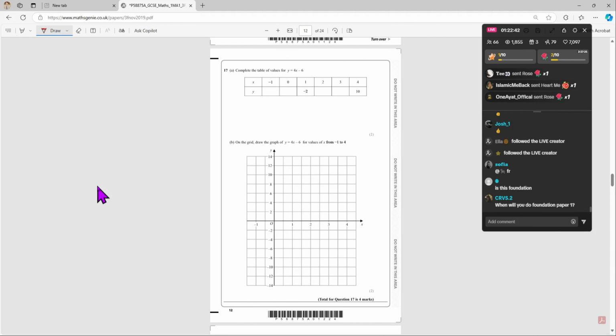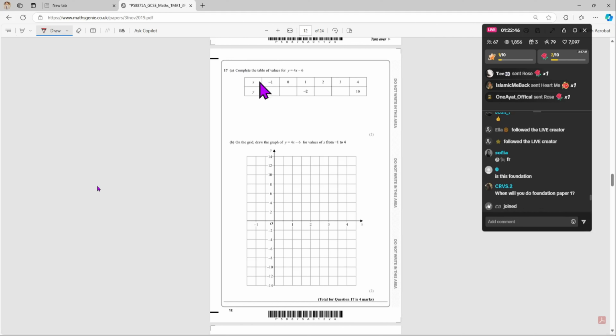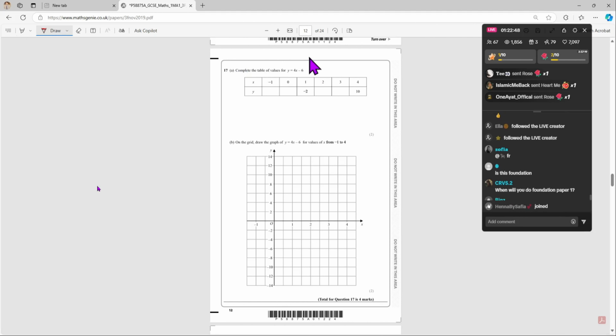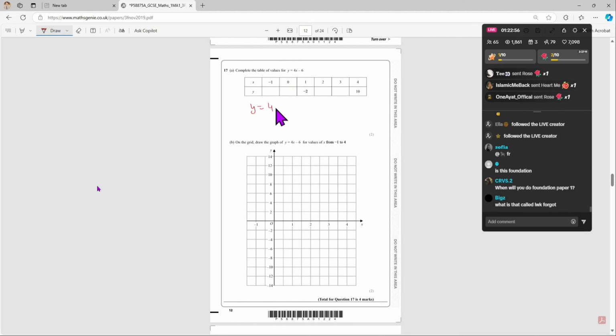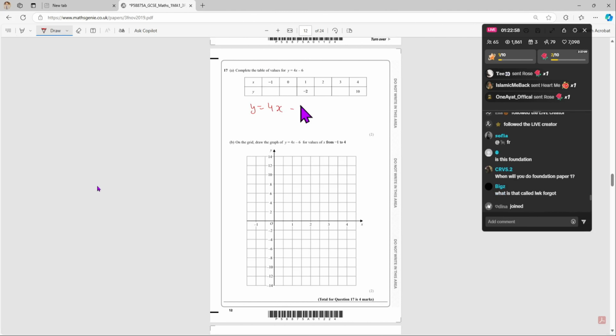So, whenever we have table values, we have x and y. What we need to do is substitute the value of x into our given equation and get the value of y. So we have y is equal to 4, and then x minus 6. We've already been given the values of x, but we need to use them to find the value of y.